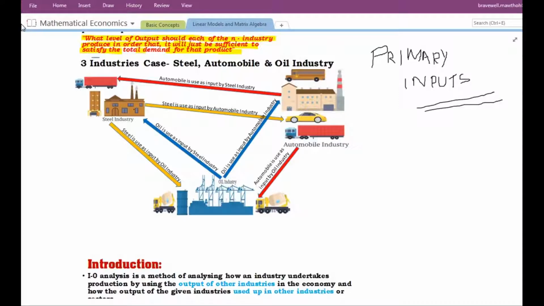If we consider the automobile industry in its manufacturing processes, the output of the steel industry is used as intermediate input, such as in making body parts, in addition to its primary inputs. Also, the automobile industry uses the output of the oil industry for powering its machines. The output of the automobile industry is in turn used as intermediate input by the steel industry for transportation purposes, and also by the oil industry for transportation from one refinery to another, and so on.